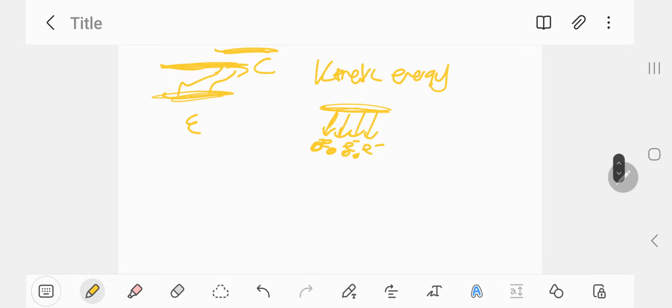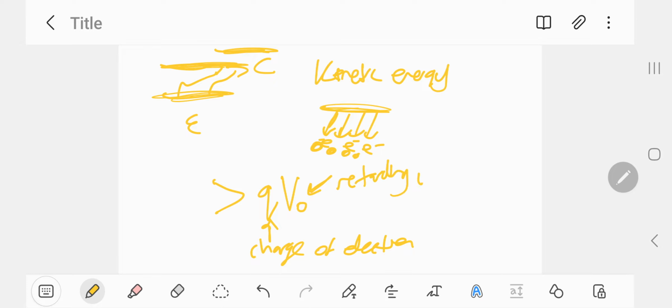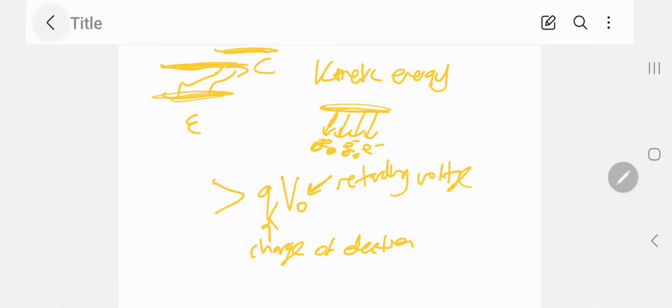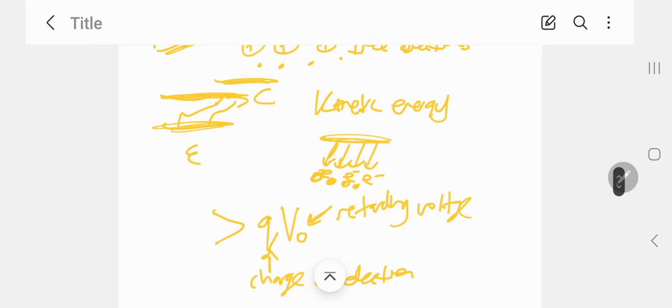And to make it past the retarding voltage, the electrons must have initially had an energy greater than QV sub naught. Now Q is just the charge of the electron. In physics, Q stands for charge, it's a number. V sub naught, that's the retarding voltage. They have to have an energy greater than this.